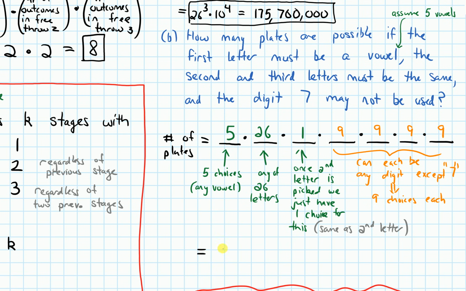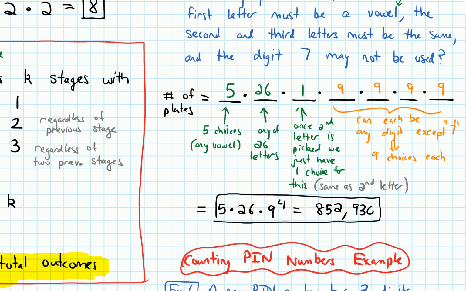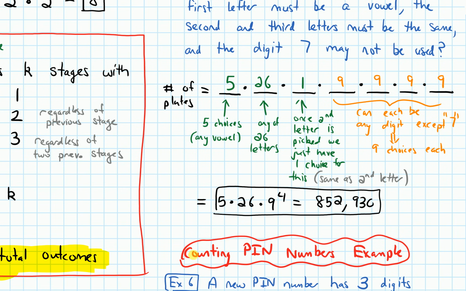So if I multiply these, we get that this equals 5 times 26 times 9 to the 4th. And if I couldn't use a calculator, we would leave it like this. But if I have a calculator to work out what this is, I get 852,930. And that is our answer. So in the next video, we're going to do another example practicing counting like this, where we count pin numbers.